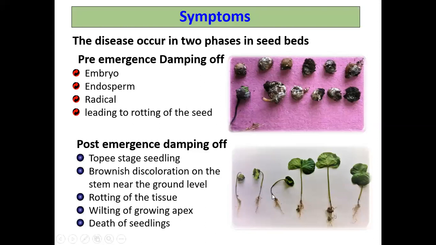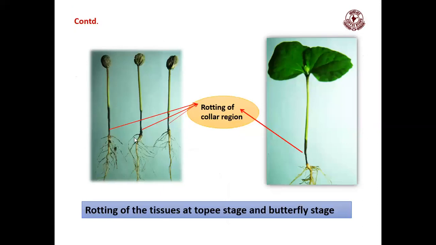See here, you can see the pictures. The collar portion will get infected, and there will be rotting of the tissues at the collar portion, and finally at the later stages the growing apex will show wilting, and it will finally cause the death of the seedlings. See, in this picture you can see the clear-cut symptoms of the collar rot disease.